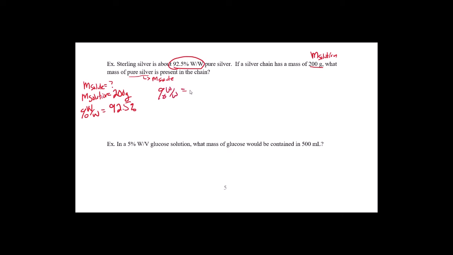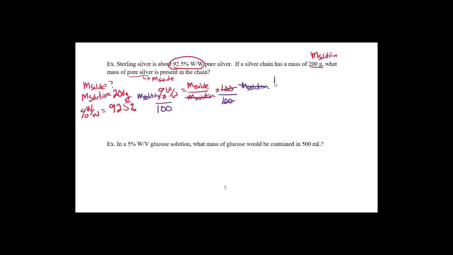Percent weight over weight is equal to my mass of solute divided by my mass of solution times 100. I need to get M solute by itself. So that means I need to clear these things out. Let's start with the 100. So to get 100 to cancel, I need to divide by 100 on this side, divide by 100 on this side. Those guys are going to cancel. And then to get my M solution to cancel, I need to multiply by M solution on this side, multiply by M solution on this side, and then it divides by itself, and it will cancel.